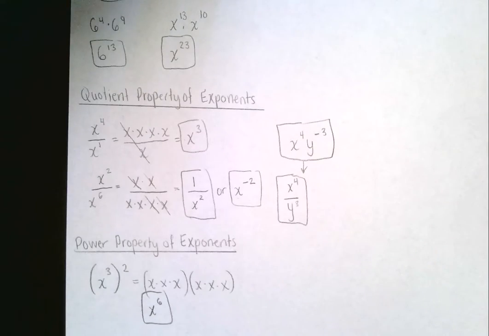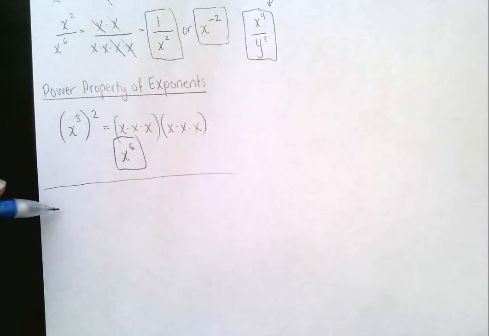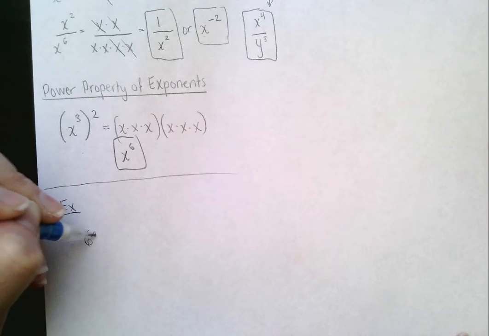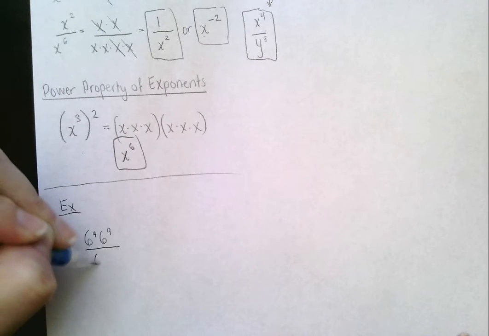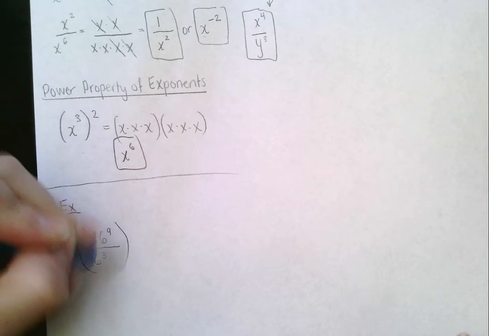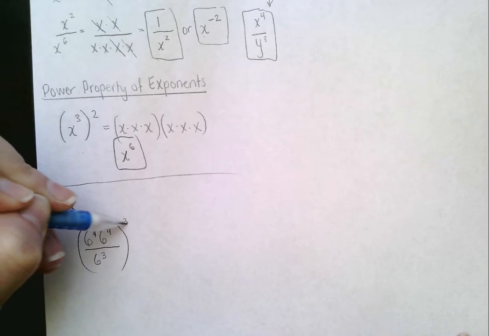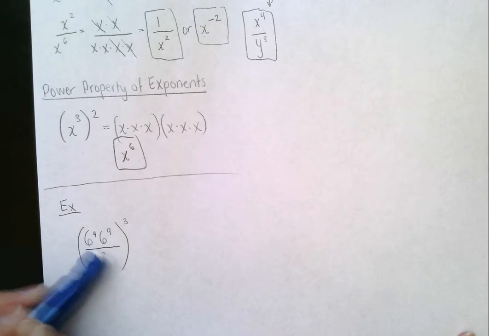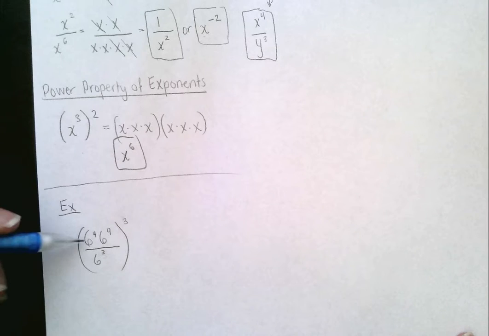Now let's do an example where we combine all 3 of these properties together. Example. I'm going to do 6 to the 4th power times 6 to the 9th power and divide it by 6 to the 3rd power and take the whole expression and take it to the 3rd power. So simplifying this is an exponent, by the way. It's a little bit too big for an exponent. So I'm going to start with just the top 2 numbers.